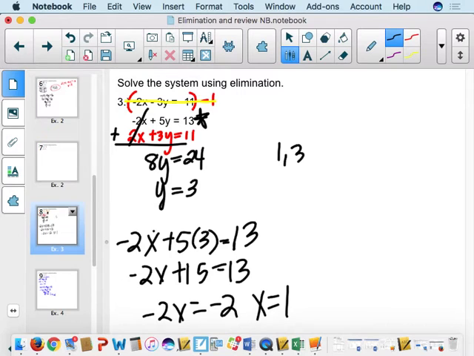So the ordered pair that we're looking to see if it's correct is (1, 3). If we take it back into this bottom equation here in red, 2 times 1 is 2. 3 times 3 is 9. 2 plus 9 is indeed 11. So we know this is the right answer.